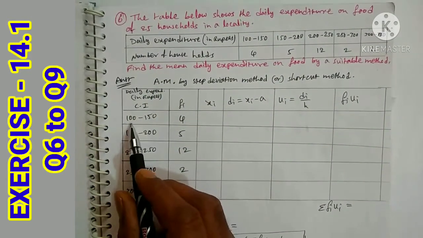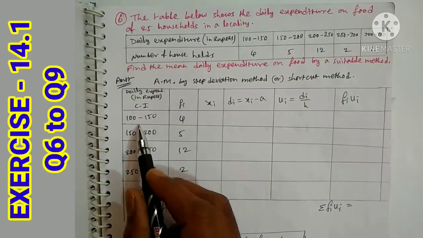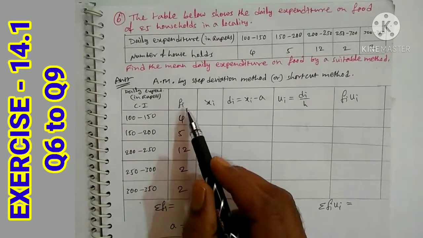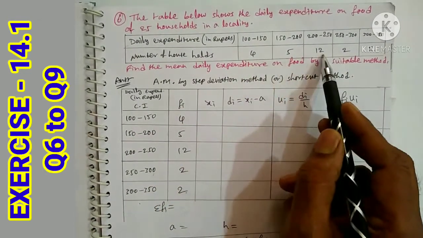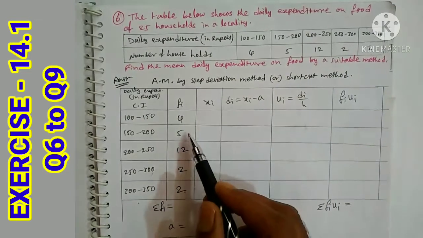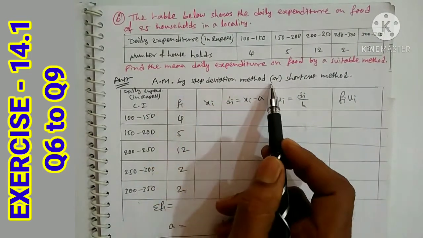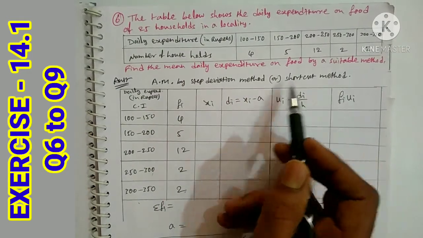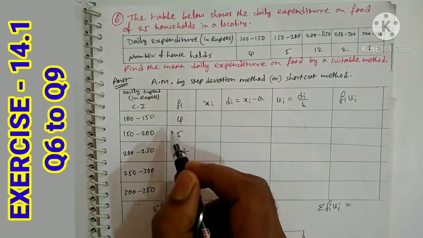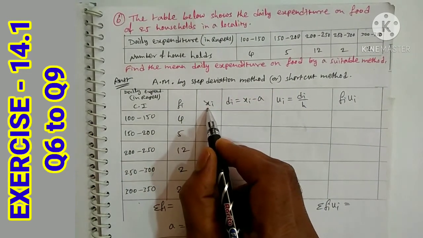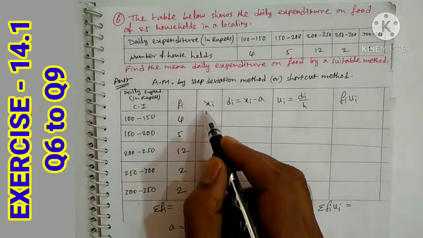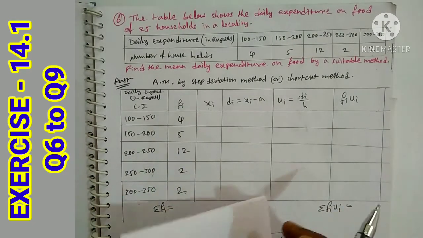First, the class intervals are given: 100 to 150, 150 to 200, and so on. The frequencies are also given: 4, 5, 12, 2, 2. I have selected the step deviation method, which is also called the shortcut method. For this, first we should find the mid value, xi.